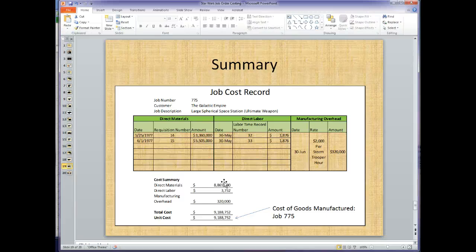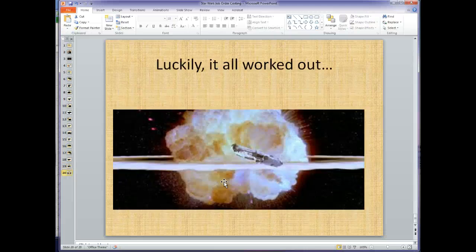Now your second Death Star would be a little bit more expensive, probably maybe twice the costs. They did approve overtime for the second Death Star, just because they wanted to get it done. They had a big surprise party for the rebels, and they wanted to make sure it was fully functional. But don't worry, because it really all worked out for the good guys.